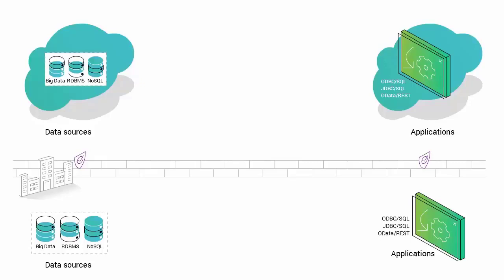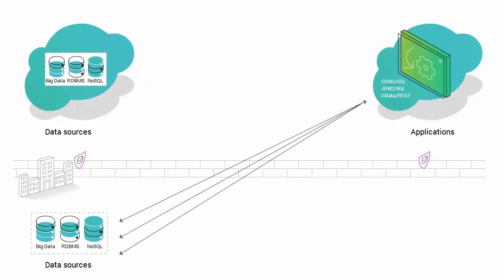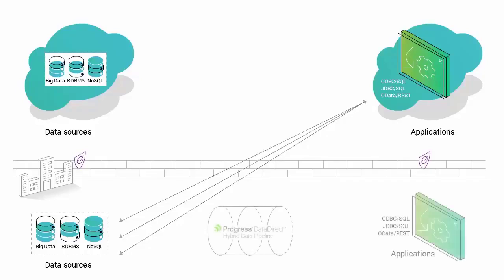If you attempted your own connectivity solution, you'd have to work with these complex variables on your own. First, you'd have to decide whether to use ODBC, JDBC, or OData. Then connect your apps to each data source, and you'd have to decide how to best transmit your data through your firewall and across the internet without risking data breaches or network security. DataDirect Hybrid Data Pipeline handles these issues for you so you can focus on your business.